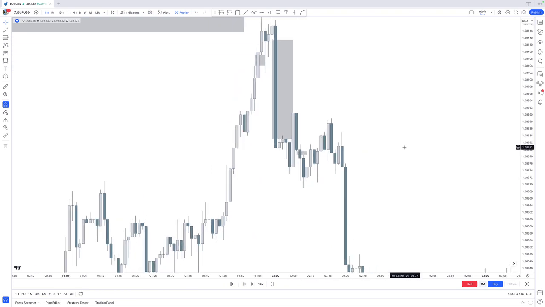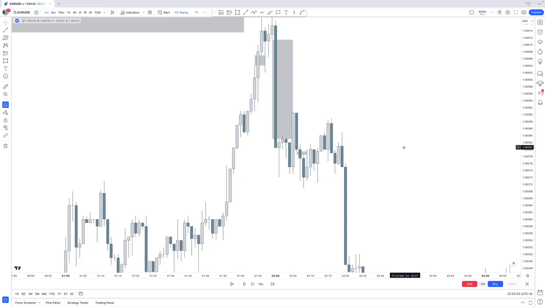Now we have a couple of options, because when we create that re, we can now either enter on the fair value gap creation itself, or we can enter on the float, or we can enter on the odd, whatever it may be. Now, I like to have a few rules around that.